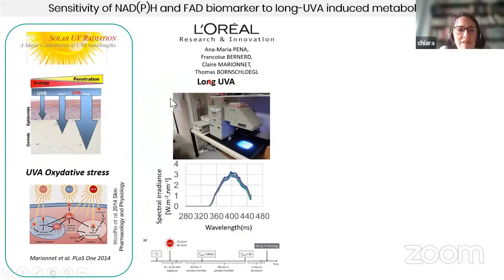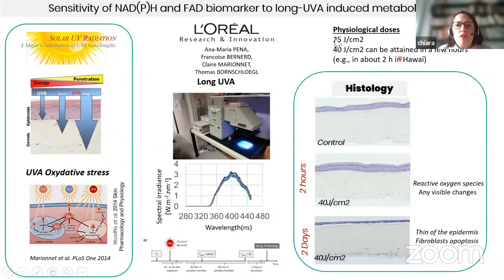So what we did is we induced UVA treatment with a solar simulator, which is a UVA lamp. And then we image our reconstructed skin before the treatment, 30 minutes after the treatment, and 2 hours after the treatment. And we use physiological doses of 25 joules and 40 joules.